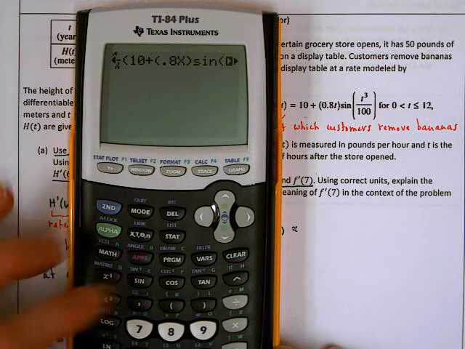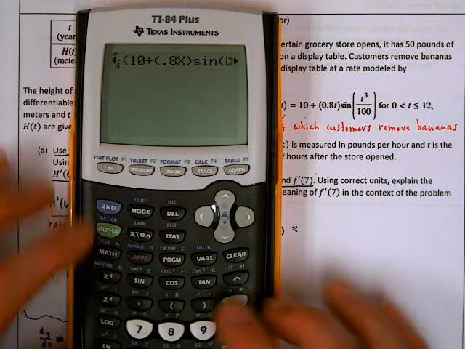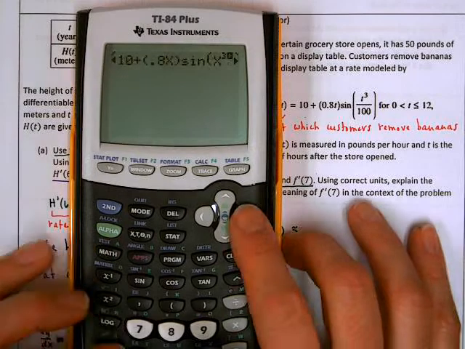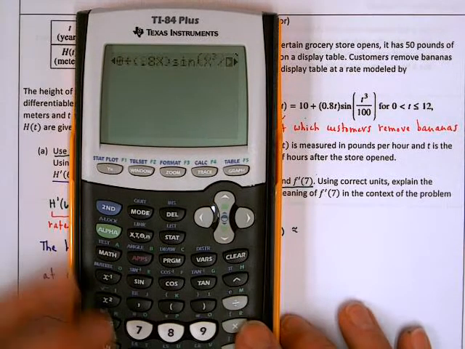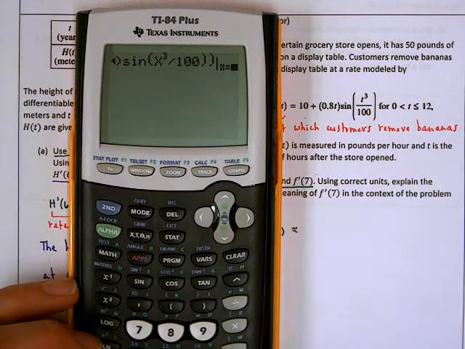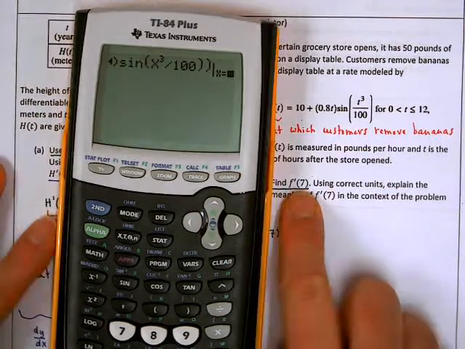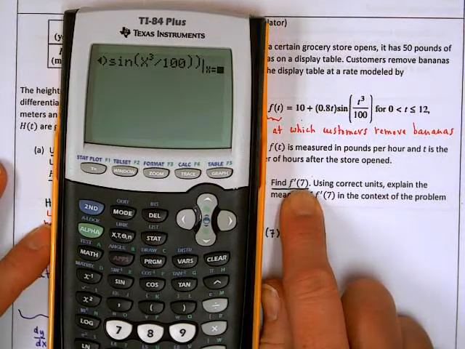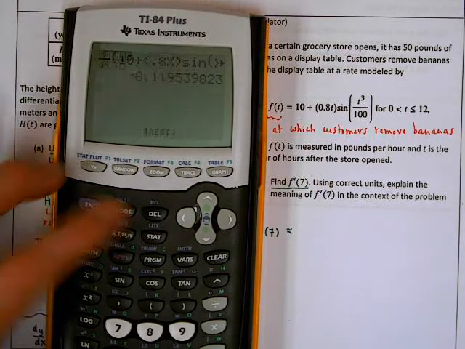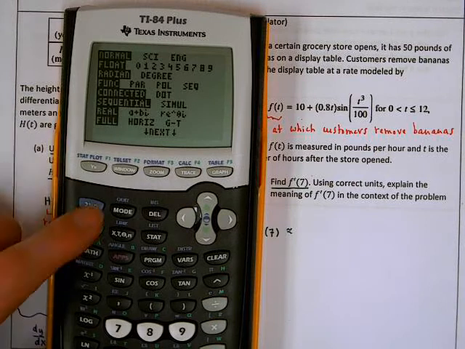So 10 plus, I'm going to use my parentheses in just the same way, 0.8x times the sine of x cubed divided by 100. Okay, and then we're looking at our value here. It's f prime of 7, so we're going to do that when x equals 7. Let me check one thing. Okay, good, I'm in radians, so I'm okay.